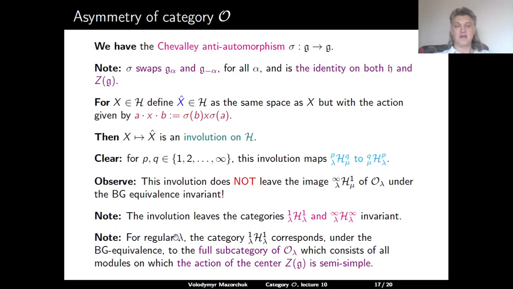So for regular lambda, the smaller category with indices 1 and 1 inside the image of the category O with indices infinity and 1 corresponds under the BG equivalence to the full subcategory of O lambda, which consists of all modules on which the action of the center is semi-simple, in other words, which have the central character.